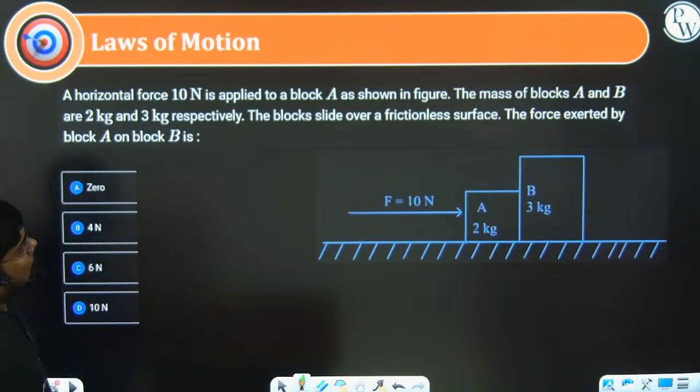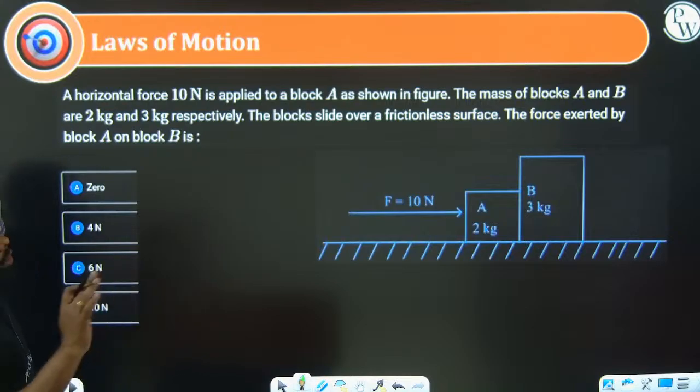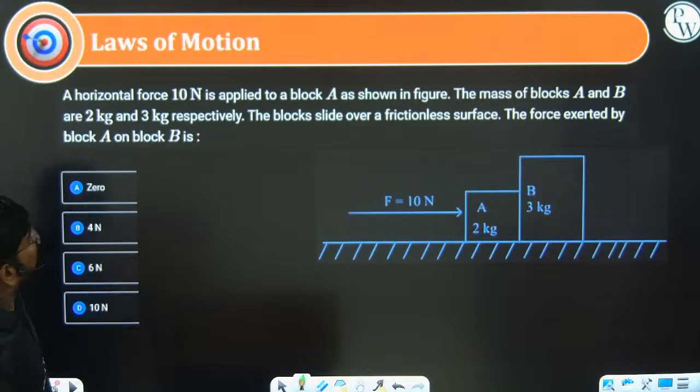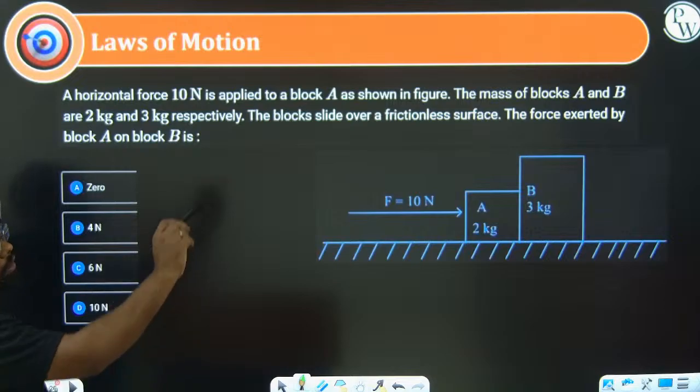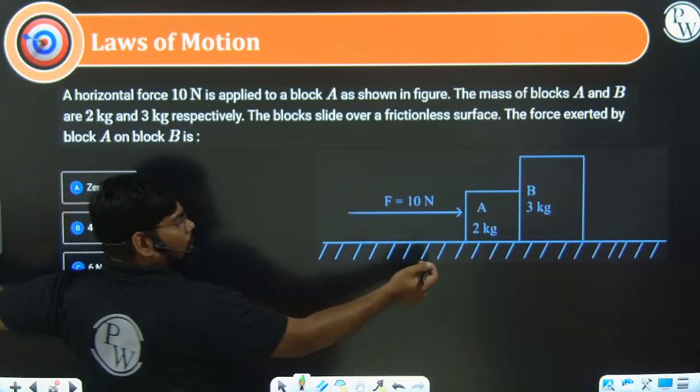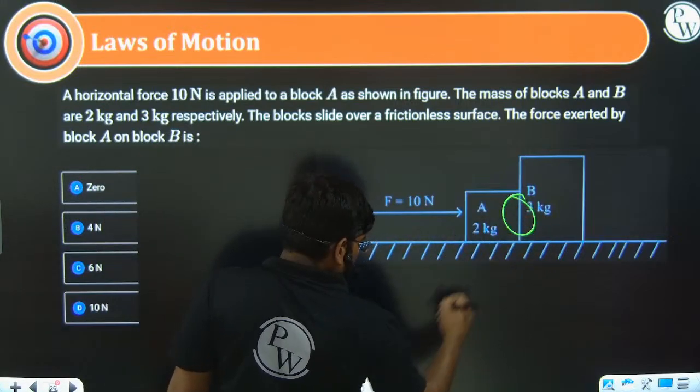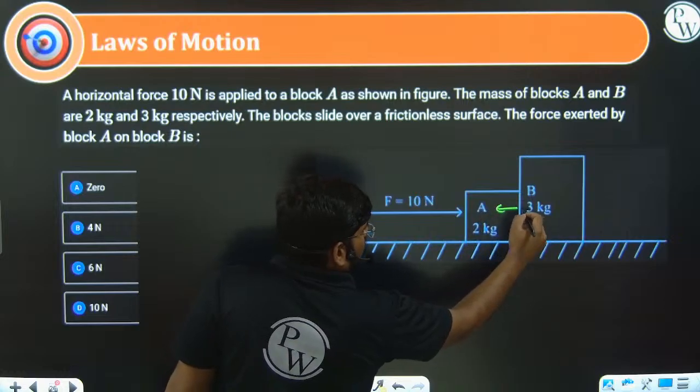Now the next one is again a simple question where the blocks are touching each other and you're applying a force. Again, a direct question we are having here. There is a force acting on the 2 and 3 kg bodies, and they're asking to simply find the force exerted by A on B. If A is exerting some force on B, here there is a contact. Whenever there is a contact, what will happen? There is a normal reaction.